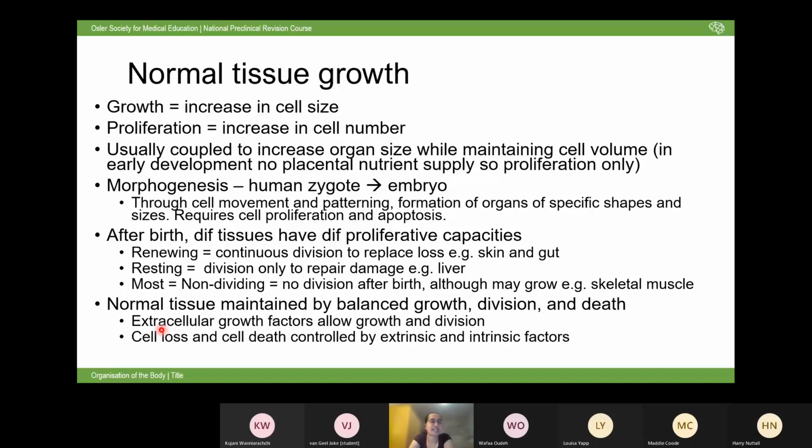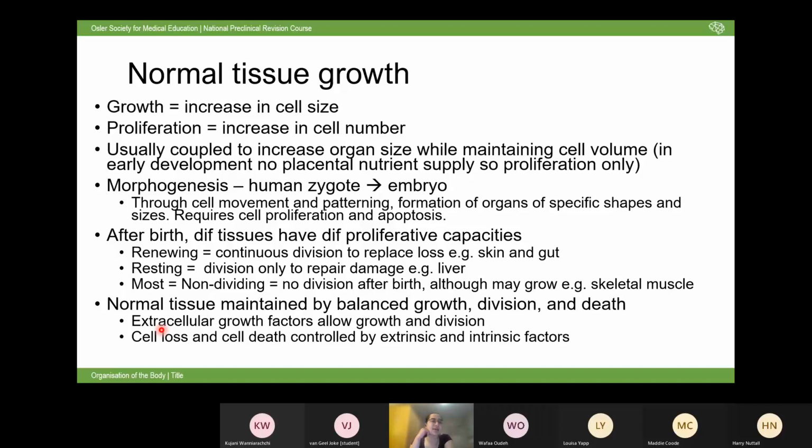And in terms of morphogenesis, as I've shown, and I think someone will be talking to you about embryology in more detail, but essentially that is proliferation and apoptosis, which is organized cell death, as well as differentiation, which allows you to go from a fertilized ovum to an embryo. And after birth, so during embryogenesis, most of the tissues will obviously be proliferating because they're growing.